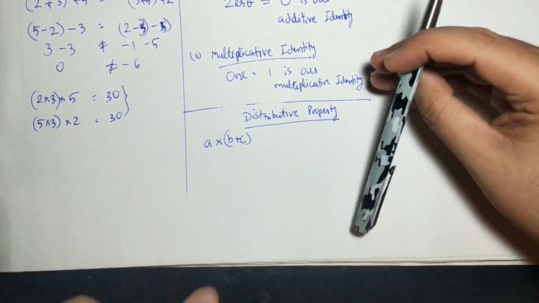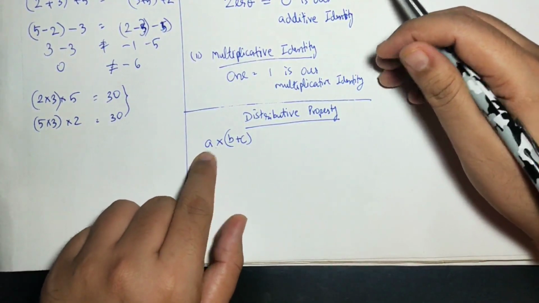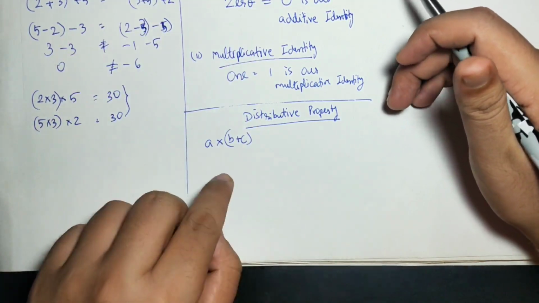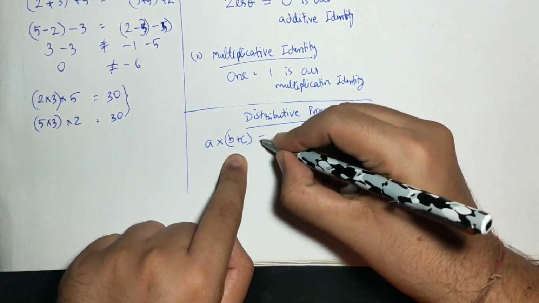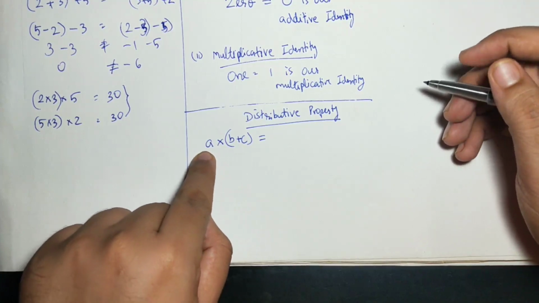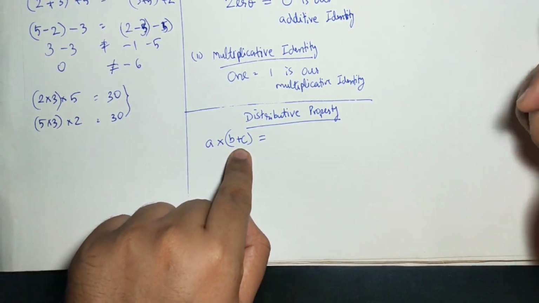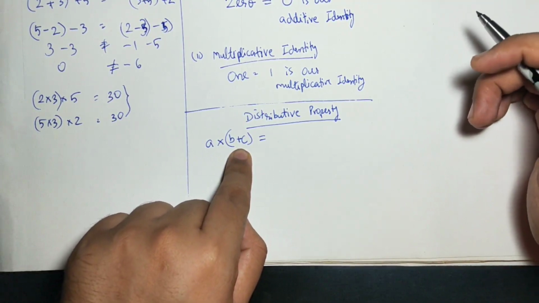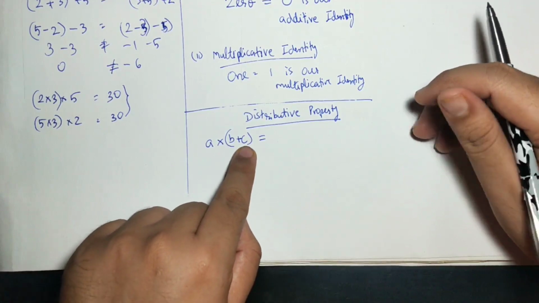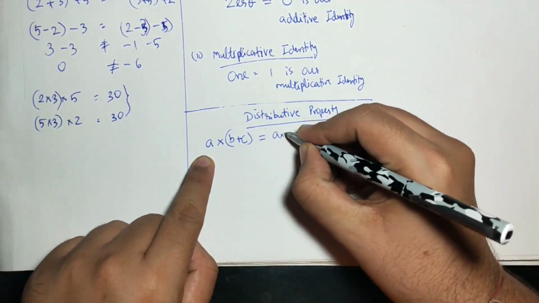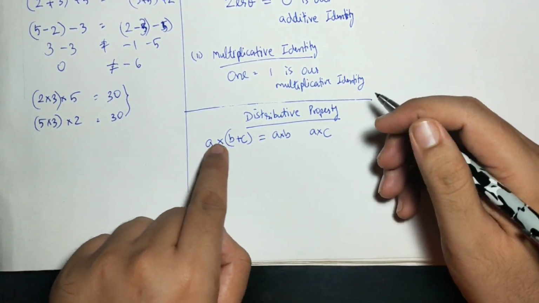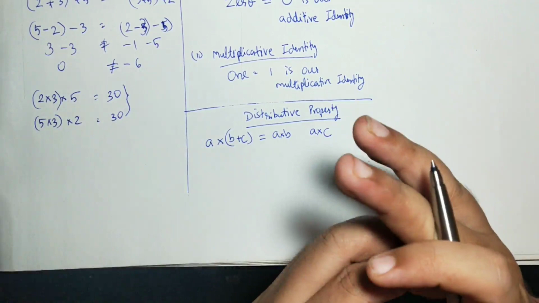How to solve this? There is a number A which is getting multiplied with the addition of two numbers B and C. To simplify this, the number A outside the bracket will get multiplied to all the elements of the bracket. How many elements are there in the bracket? There are two elements, B and C. So A will get multiplied with B and A will get multiplied with C. A will multiply with both the numbers in the bracket.